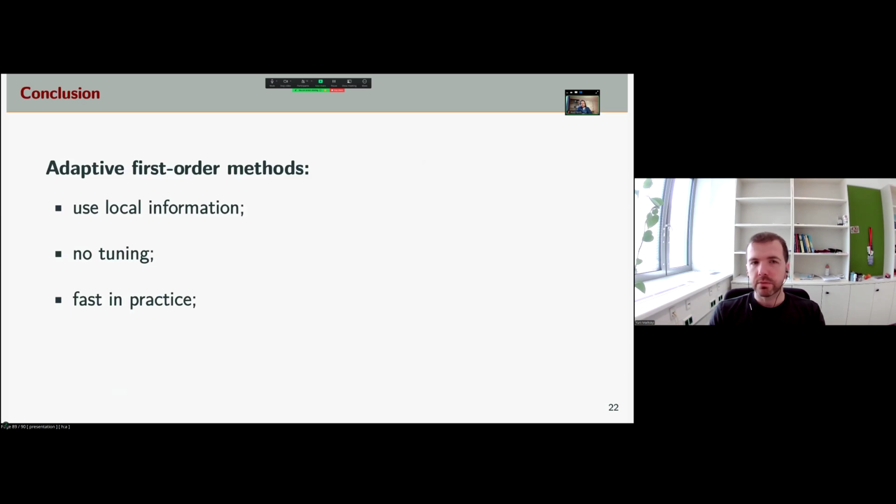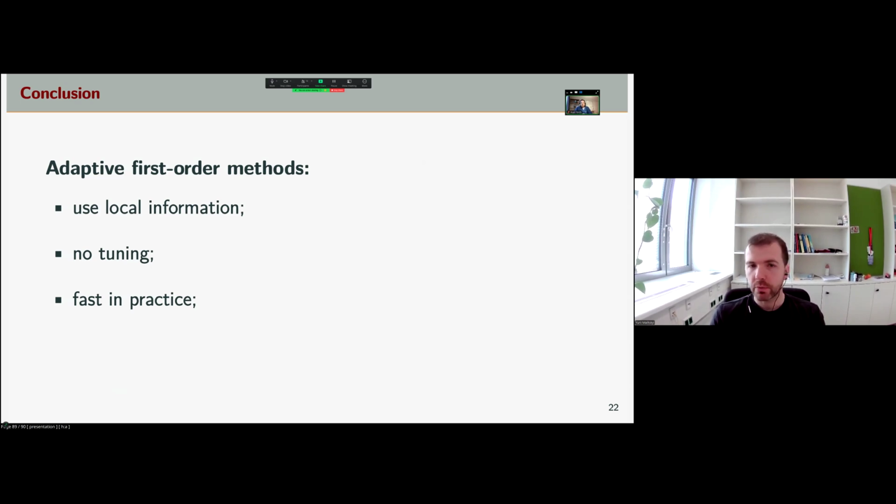Okay, so to conclude, today we learned something, I hope, about adaptive first-order methods, and just a few key messages. They use local information, they're easy to implement, we don't need to tune anything. Usually they're fast in practice, as we saw in the experiments, and in both papers there are many more experiments you can check, or you can check the code and try it on your own.